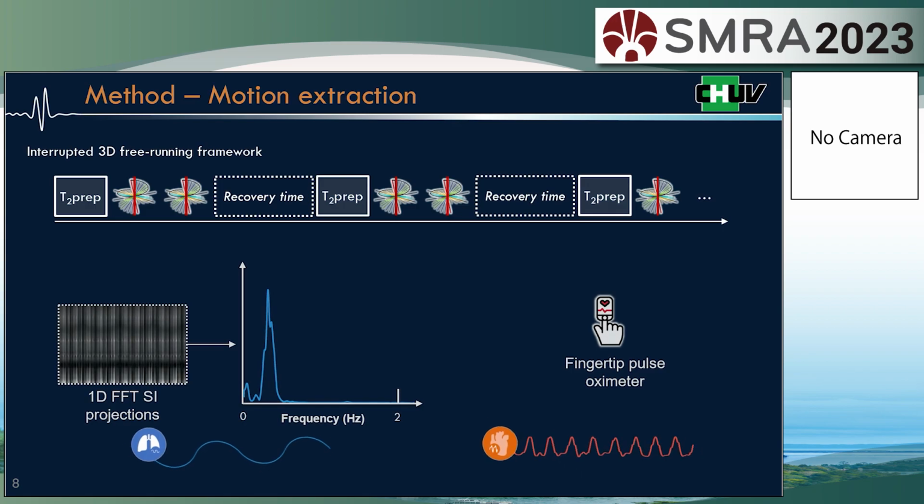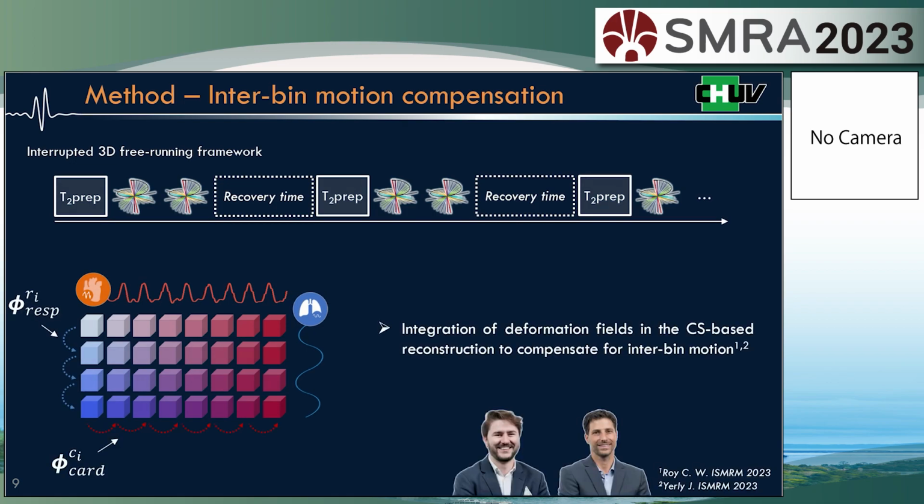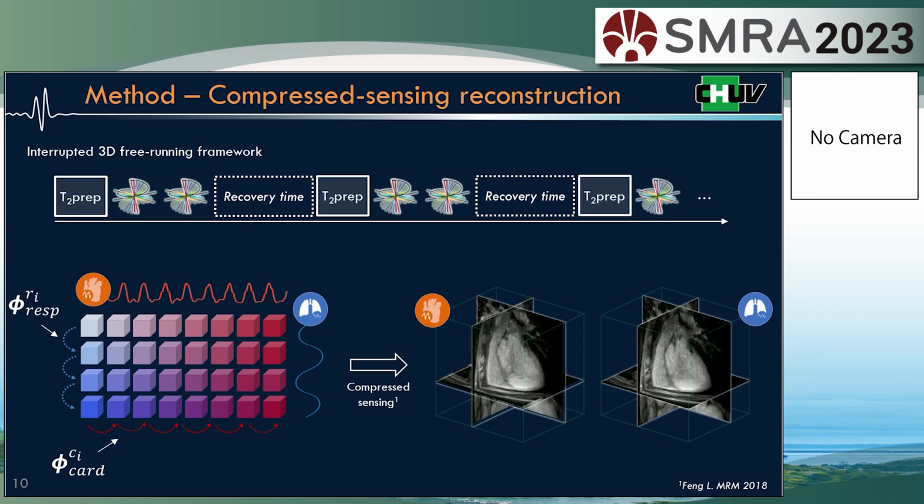So once we get this motion, we use it to bin our data, and at this step, we use the recent work of my colleague in Lausanne to compute the deformation field between the bins. And this motion field is then integrated in the compressed sensing based reconstruction to compensate for interbin motion.